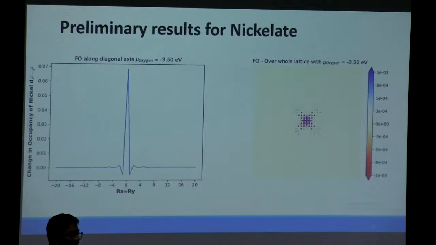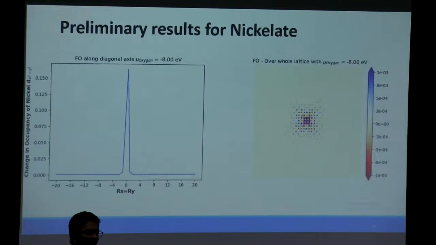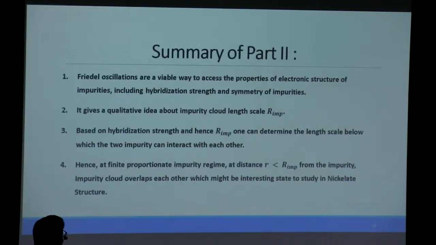So from this, we can get an idea about the length scale of the impurity cloud. And from this length scale, we can get an idea about what the nearest distance between two impurities should be for them to interact. Fine. So the summary of part 2 is that Friedel oscillations are a viable way to understand what impurities bring into this type of material. Also, we can get an idea about the hybridization strength, the symmetry of the impurities, and other details. Further, based on hybridization strength and R_imp, we can determine this length scale, as I mentioned, at which two impurities will interact.